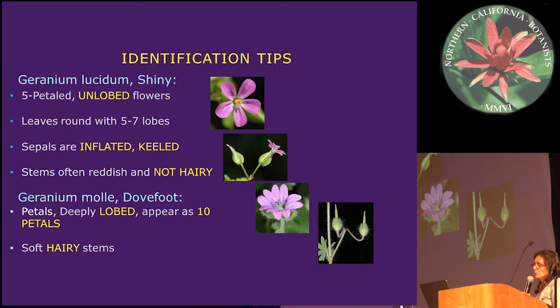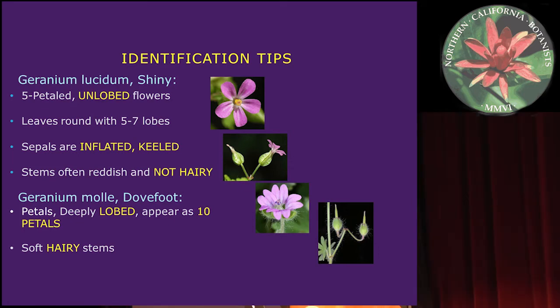Now, let's talk a little bit about identification. In my area, Geranium lucidum, or shiny geranium, can be confused with Geranium molle. Shiny geranium is 5-petaled, and the petals are unlobed, so the flower appears to have 5 petals. The leaves are round with 5 to 7 lobes, and the sepals are inflated or keeled, so some of the tissue comes out to a sharp edge. The stems are often reddish, usually in late spring and summer, and the plant in general is not hairy, which is a really good vegetative characteristic in winter and fall.